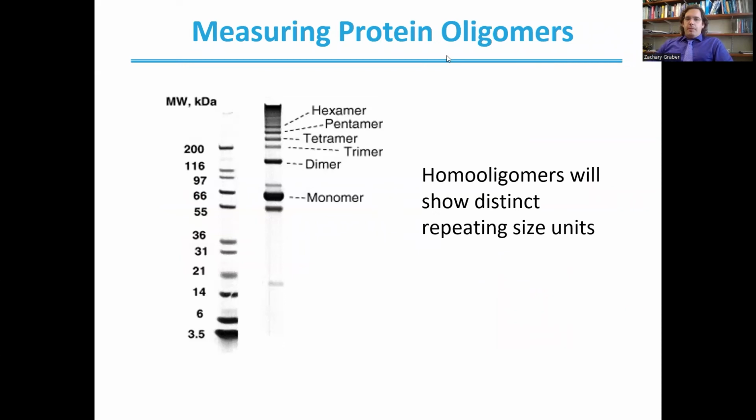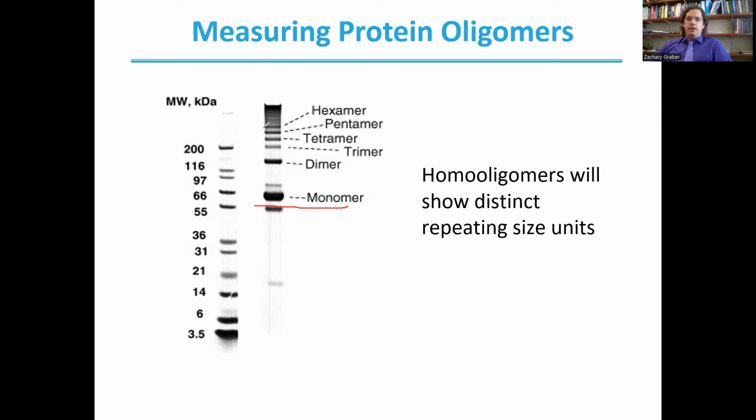Now, size exclusion chromatography is one way to separate and identify proteins by their molecular weight. But of course, SDS-PAGE electrophoresis is also a very good way to analyze our proteins. So again, our proteins will separate based on size, as they always do in SDS-PAGE. But of course, in this case, we're looking at the same protein, but with different oligomers. Right, so we have a big strong band here of our monomer. So our monomer is right around 66 kilodaltons in terms of its molecular weight.